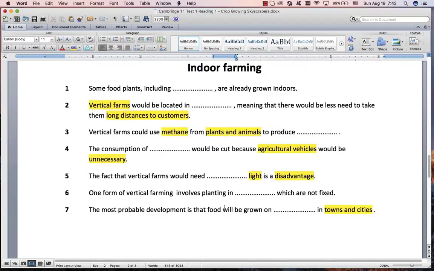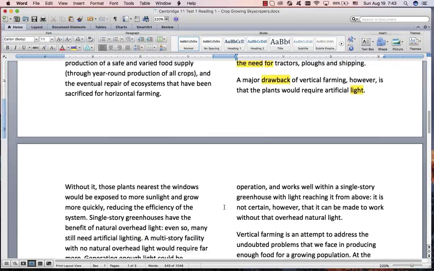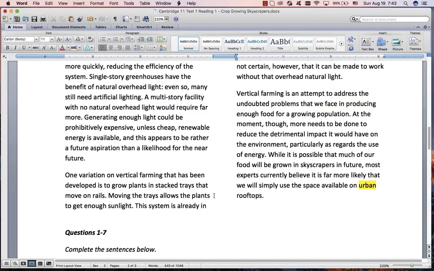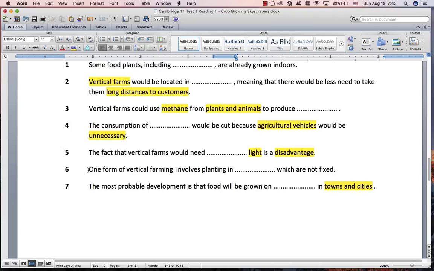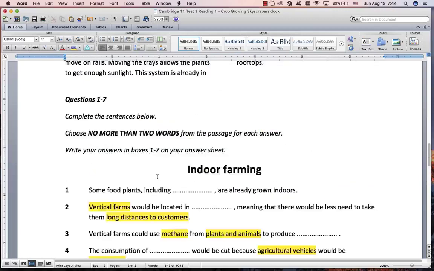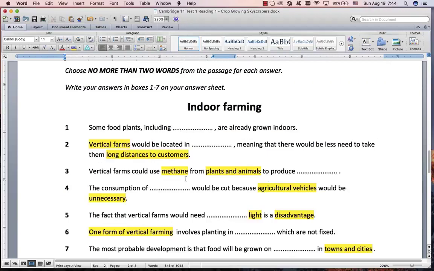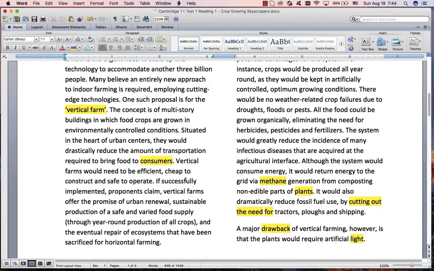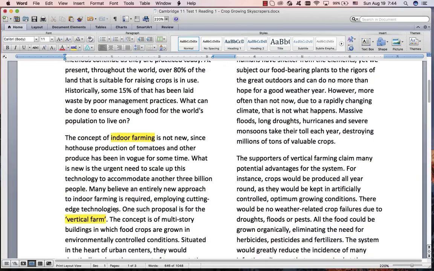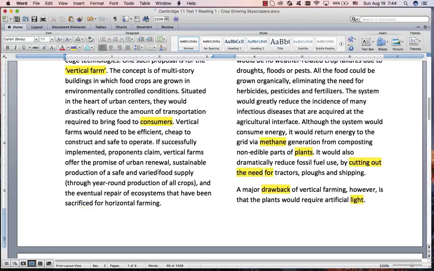Then towns and cities, again, it was very difficult. You needed to scan through all of this and it was over there. This one turned out to be not too difficult because it was right at the beginning, one form of vertical farming, right at the beginning of the paragraph. So that could have helped you a bit to find this and realize that towns and cities is at the end. Right, so we haven't found this yet, but we have a very good idea where it is. It'll be somewhere here. No problem, we'll find that later.